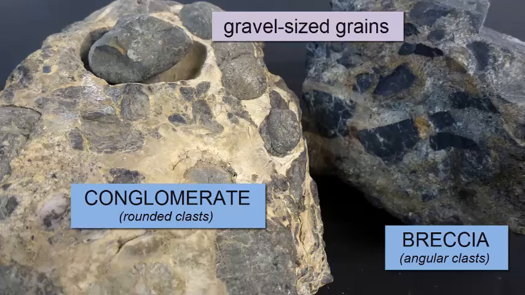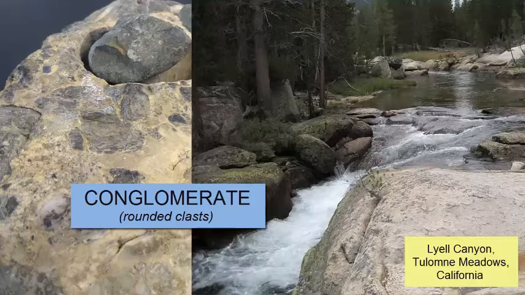Each rock gets a different name, breccia or conglomerate, because the environment in which angular clasts collect and are buried, and eventually cemented into a breccia, is very different than the environment in which rounded ones do. Rounded grains require water to move over and around the grains over a long period of time, either during transport or while the rock is breaking down.